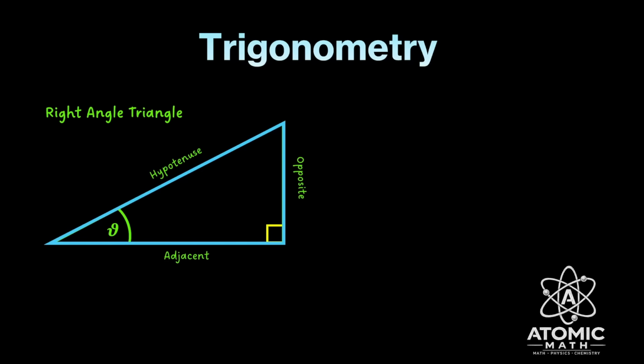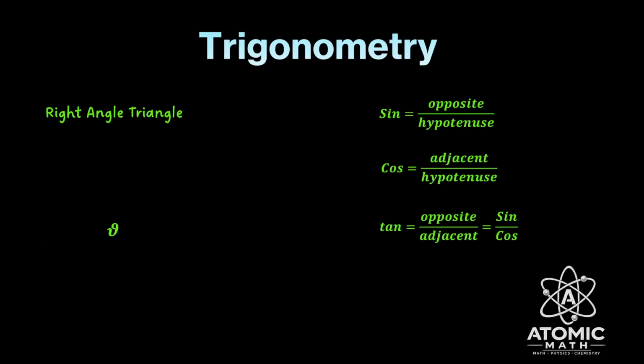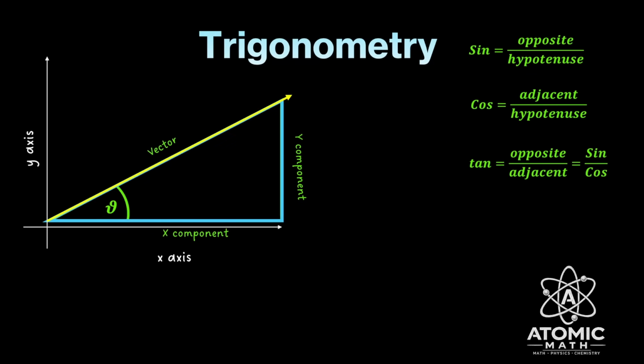Now we have some identities that we can use with this. We know that the sine can be found by doing the opposite over the hypotenuse. Cos can be found by using the adjacent over the hypotenuse. And tan equals either sine over cos or the opposite over the adjacent. Now let's go ahead and add a vector so we can look at how we use this.